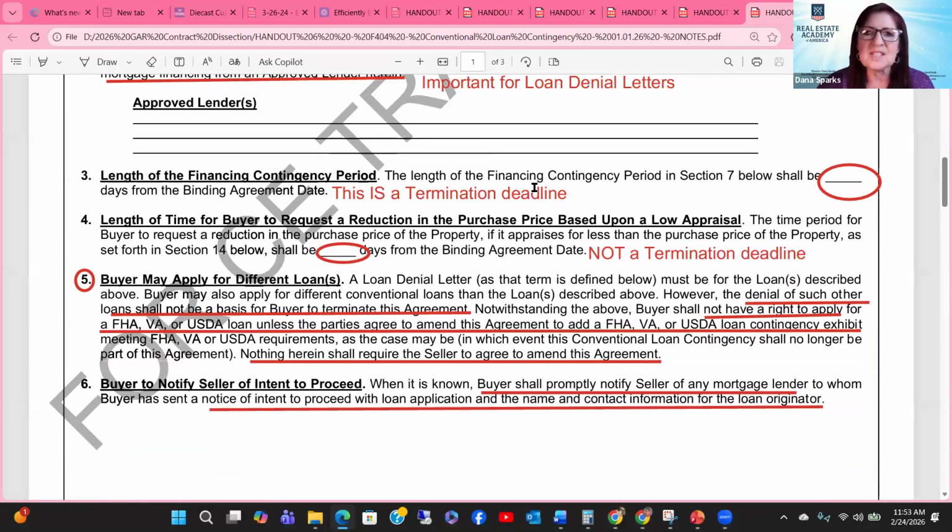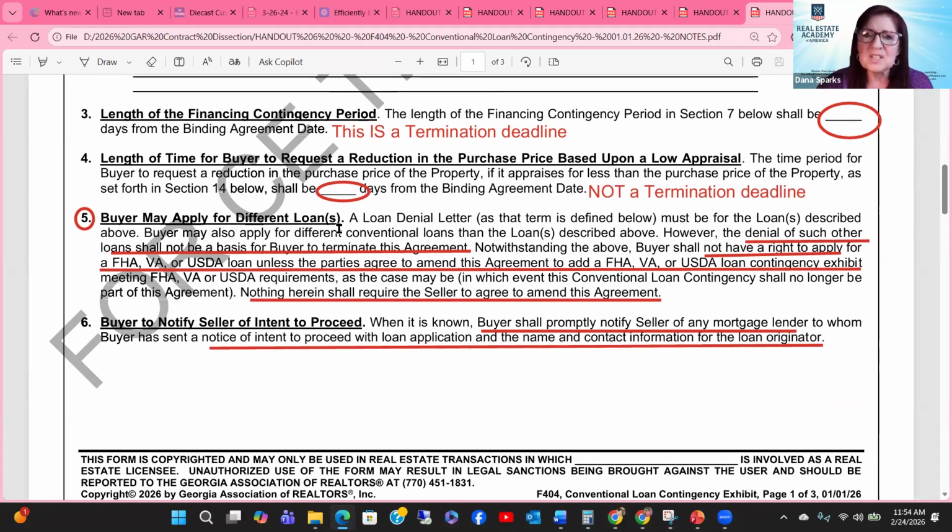Length of the financing contingency. You fill in the blank. The financing contingency is so many days from binding agreement date. This is the time frame for a buyer, if they cannot convince a lender to lend them the money, to send notice of termination. We also, in the conventional exhibit, have an appraisal contingency time frame. This is not a termination time frame. The time frame for this, so many days from binding agreement date, is not for a buyer to terminate if you get a low appraisal.